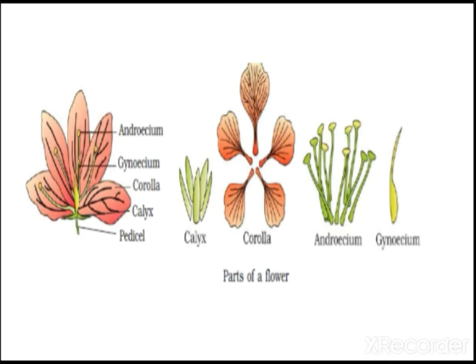Okay, so whatever flower is available in your locality, you can take it out and do a dissection, and try to separate the petals, sepals, androecium, gynoecium, everything, and try to display them, children. Okay.